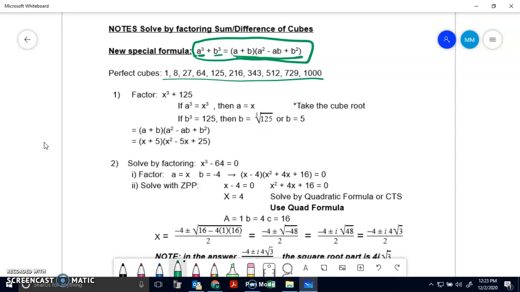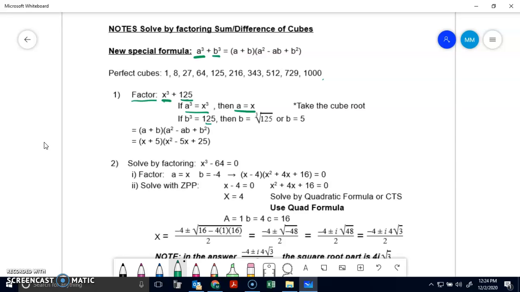So what I see as I go through is I have x to the third plus 125. Let's just start by trying to factor using this formula first, then we'll solve in a moment. X to the third plus 125. Does this fit? Yeah, these are both perfect cubes. It fits the a to the third. So if a to the third is x to the third, then a is just x. It's the cubed root.